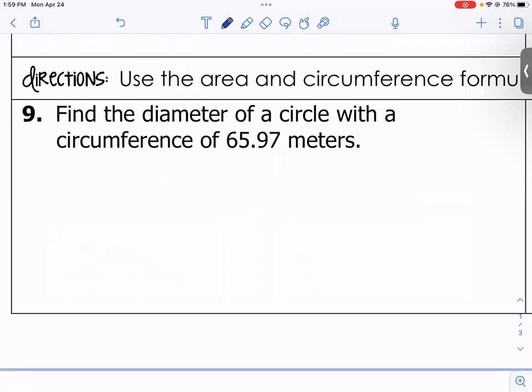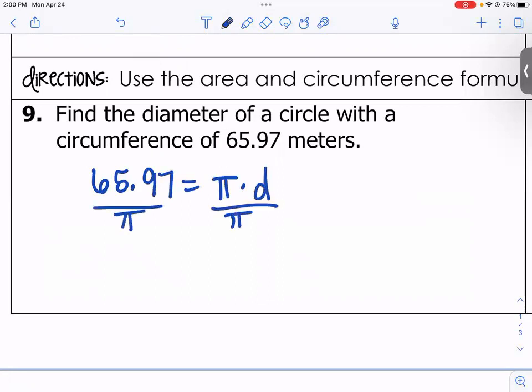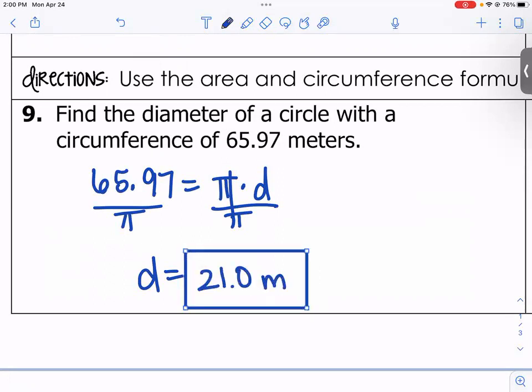Jonah, how did you come up with an answer for number 9? And why did you divide by pi? We know that circumference is pi times diameter. So if we take the circumference and divide it by pi, we'll get our diameter. Did you get 21.0? Since it's 20.99, and I'm having you round to 1 decimal place, it would round up to 21.0.